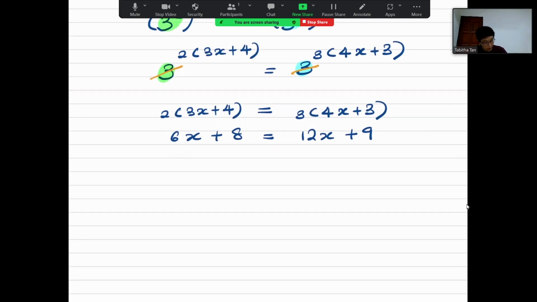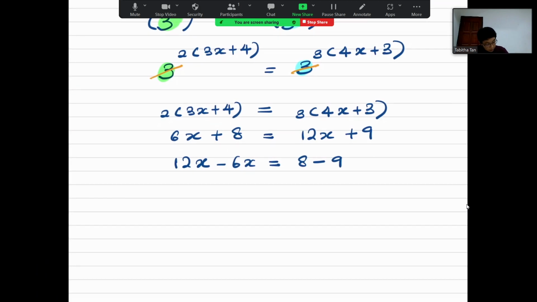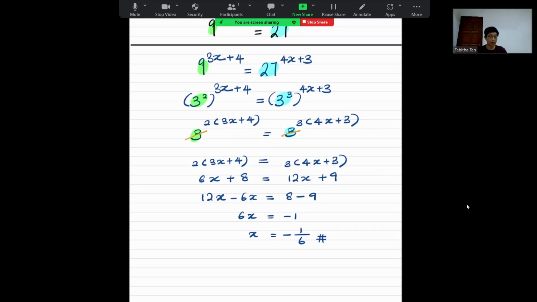I want to keep the x as positive, so I minus the 6x over. So I'm going to get minus 6x. Then now I'm going to minus the 9 here, and I'm going to get 8 minus 9. Then here you got 6x, and here you got negative 1. So x equals negative 1 over 6. And that's it. That's the solution for the second example.